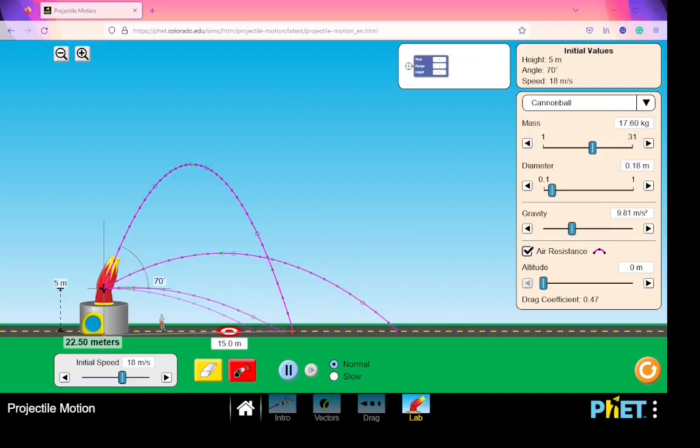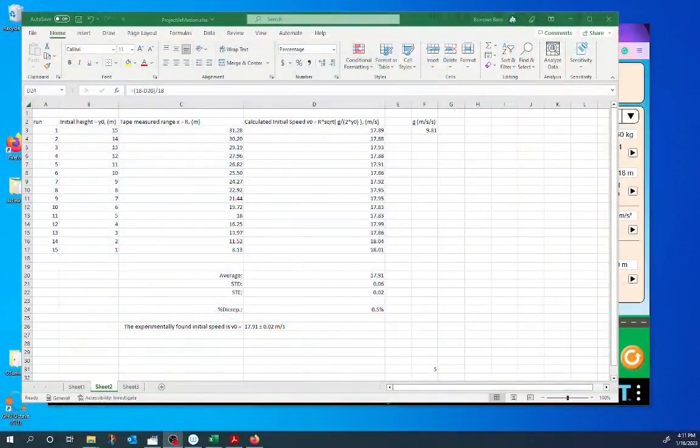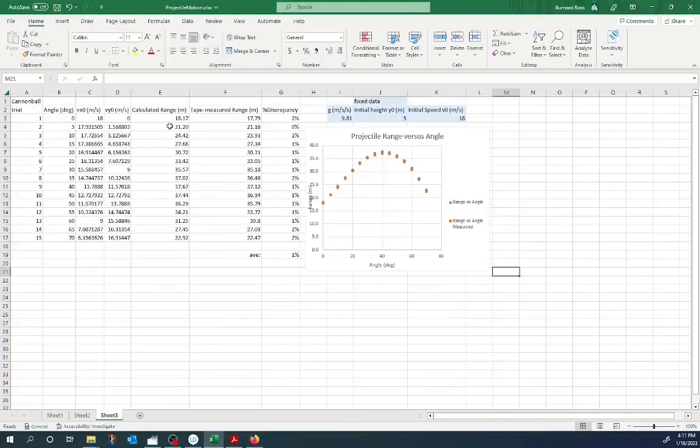So now let's look at the spreadsheet, and here's the data I collected for that. Okay, so my angle is 0. I measured about 18.17. Then I went to 5 and measured about 21.2, and so on. At 30 I had this, and you can see at 70, something like that. Okay, we'll come back to this in a second.